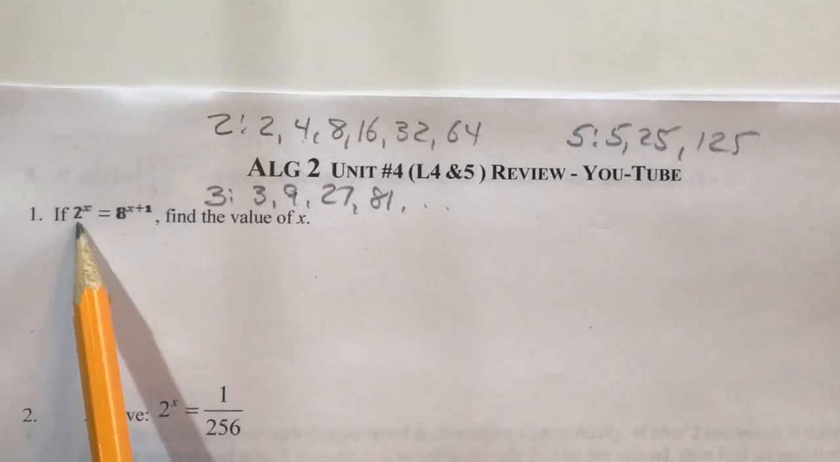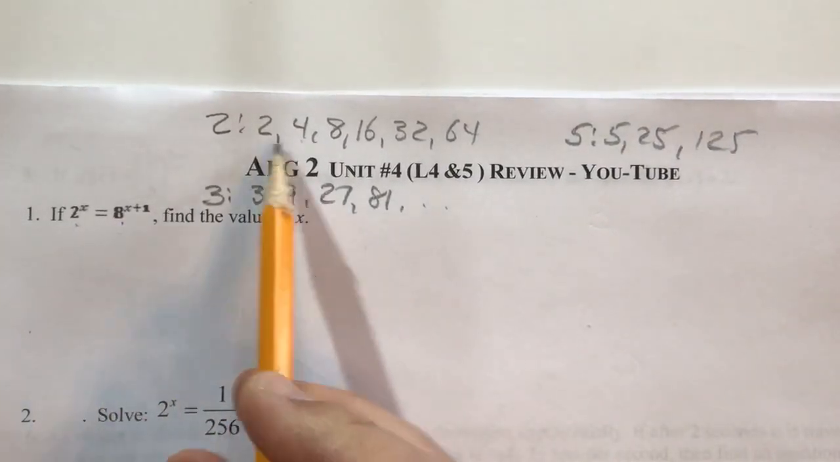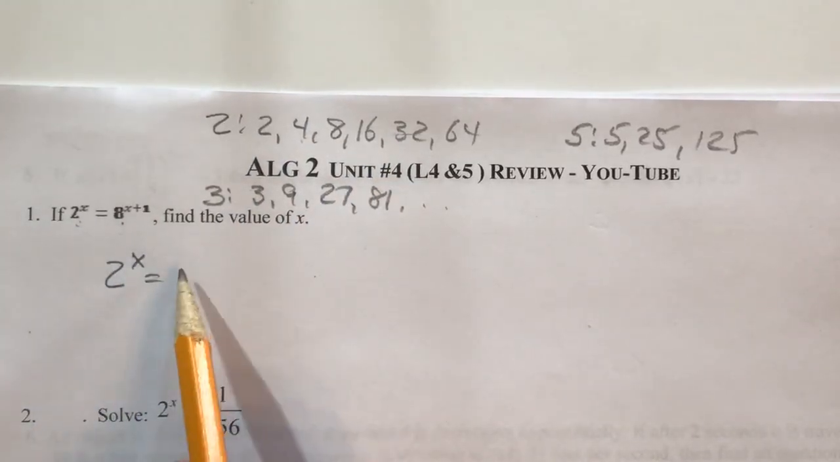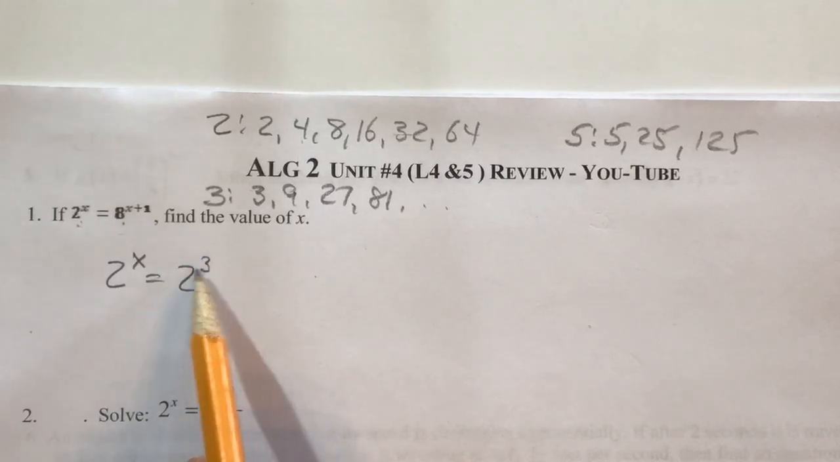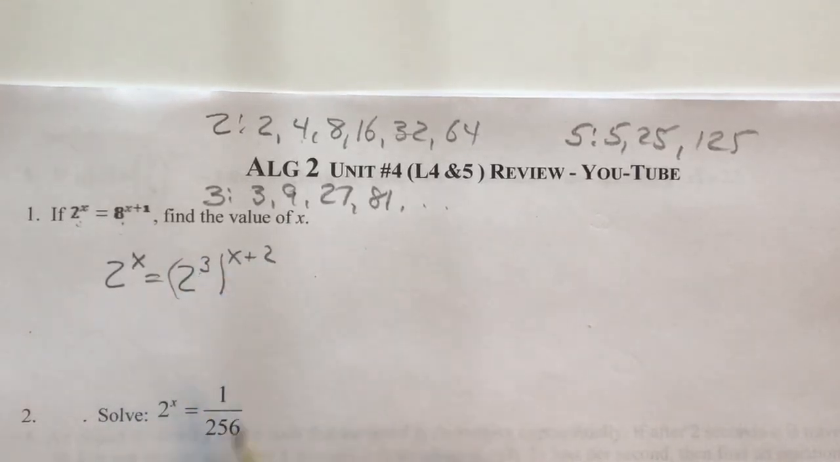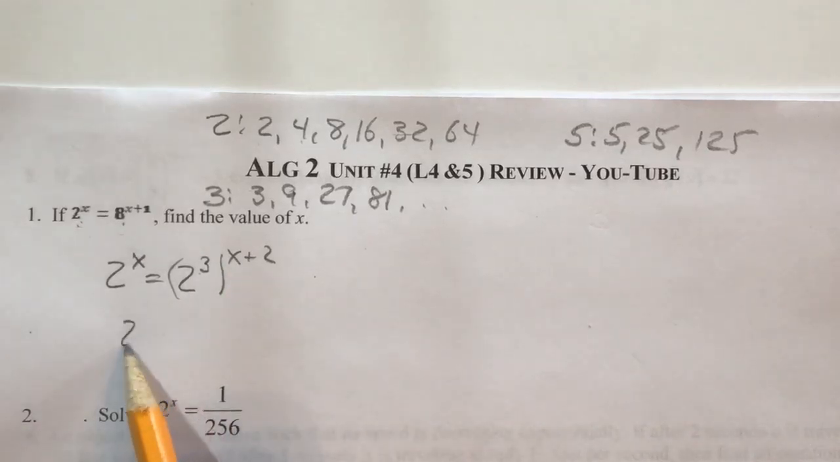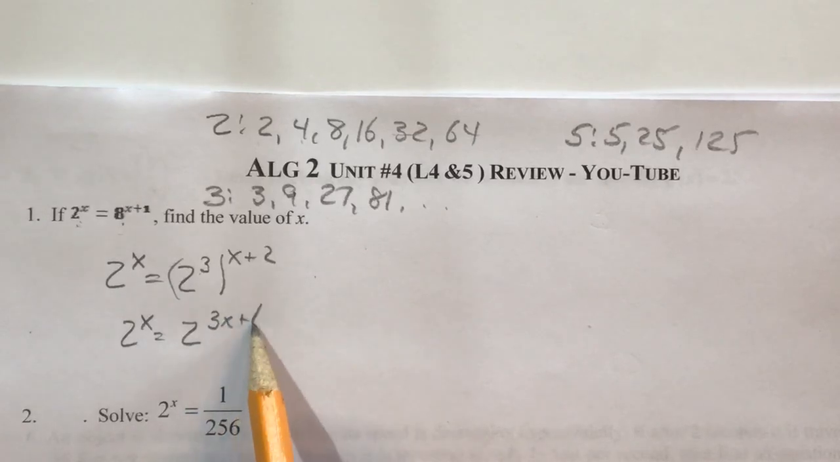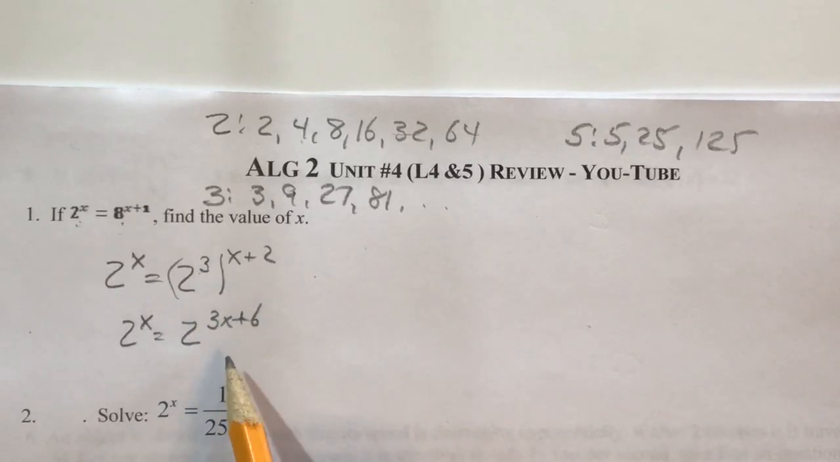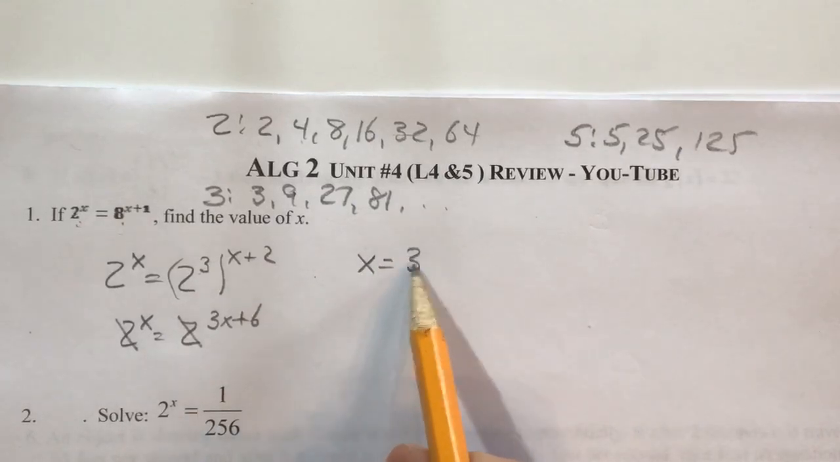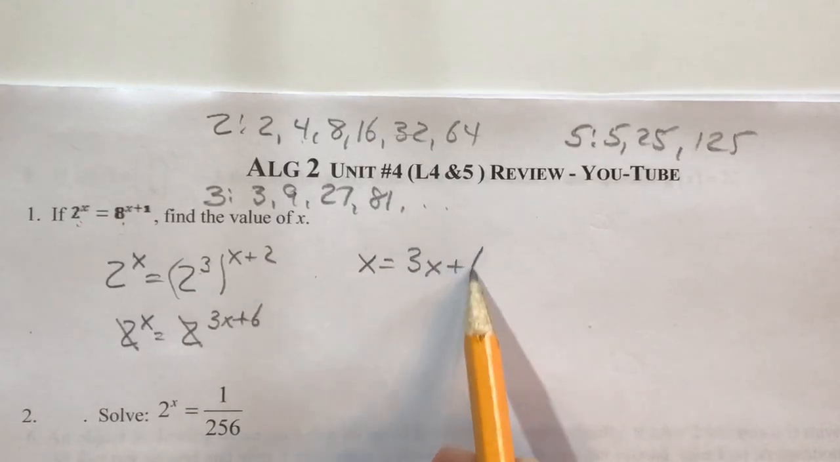On this one, I have 2 and 8, so I'm going to use powers of 2. So 2 to the x power, and I'm going to change 8 into 2 to the 3rd power, raised to the x plus 2. What do you do when you have a power to a power? You multiply them. So 2 to the x, and 2 to the 3x plus 6. Distribute. Now I can drop these 2's. x is equal to 3x plus 6.